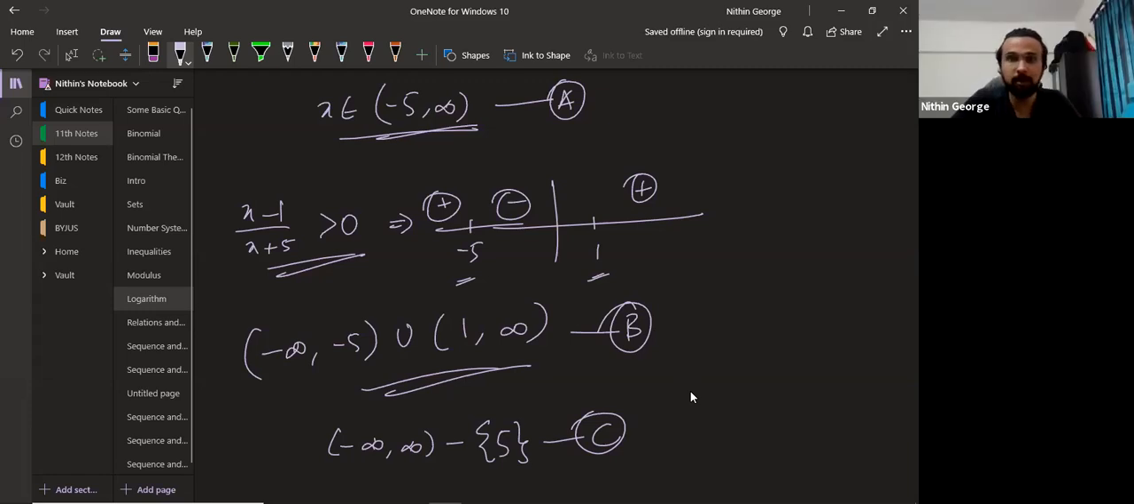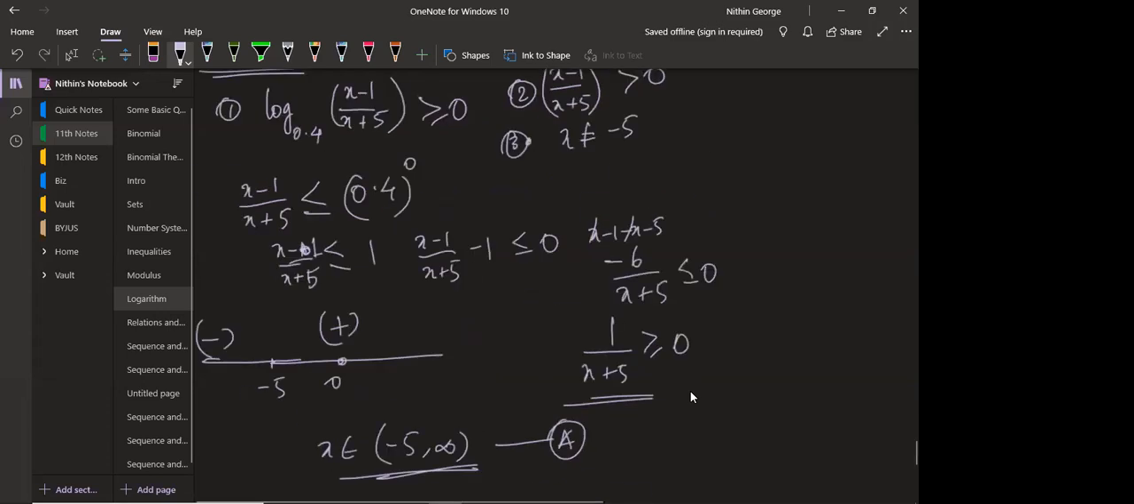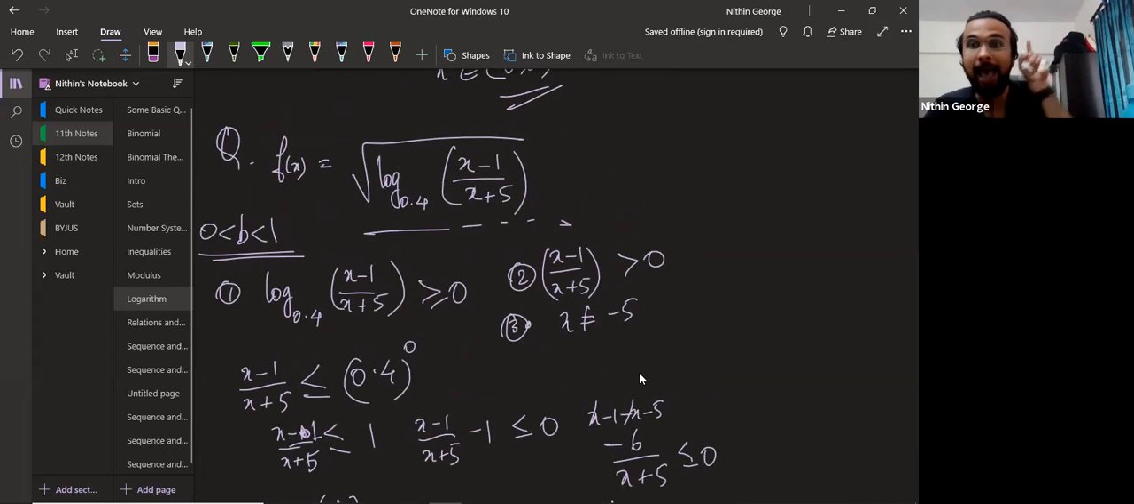Will it be the union or intersection? Intersection, okay? Because it has to satisfy condition 1 and condition 2 at the same time, and condition 3 also. Okay, all these three conditions at the same time it has to be satisfied. Okay, are you guys getting this? Right.